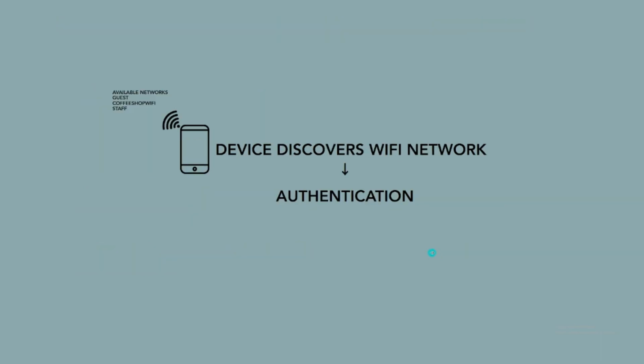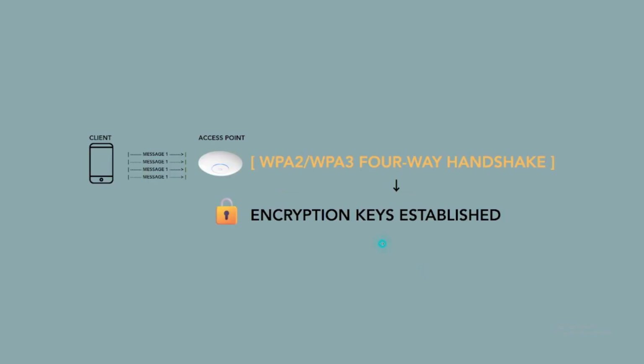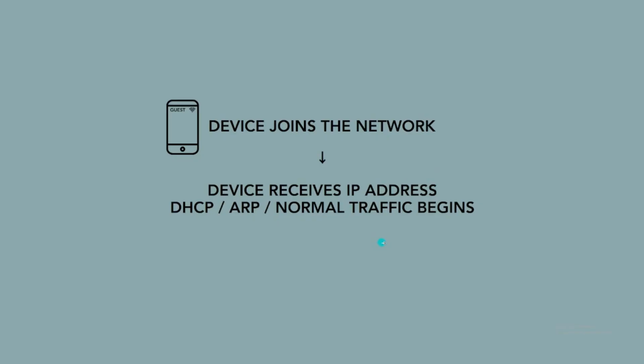When a client device joins a network using WPA2 or WPA3, the device and the access point perform what's known as a four-way handshake. This process confirms both sides share the correct password and establishes encryption keys that protect the wireless session. Once the four-way handshake completes, the device joins the network and receives an IP address, allowing normal communication to begin.